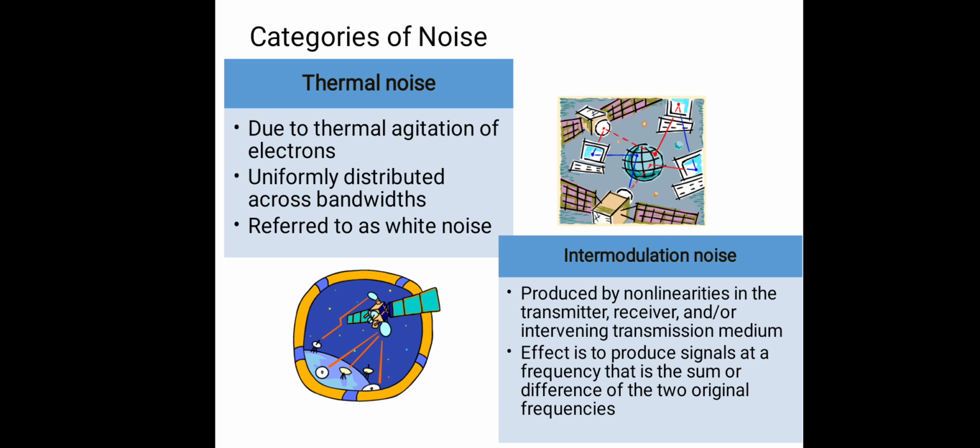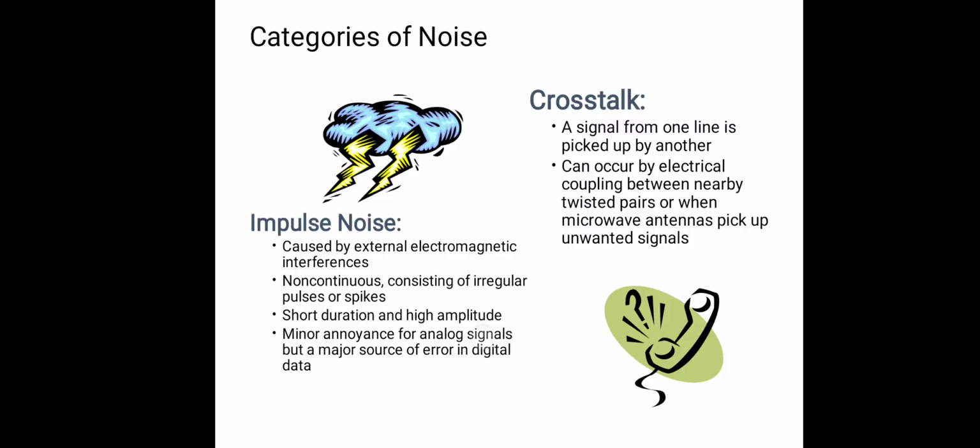Intermodulation noise is produced by non-linearities in the transmitter, receiver, or intervening transmission medium. The effect is to produce signals at a frequency that is the sum or difference of two original frequencies. Crosstalk: a signal from one line is picked up by another. It can occur by electrical coupling between nearby twisted pairs, or when microwave antennas pick up unwanted signals.